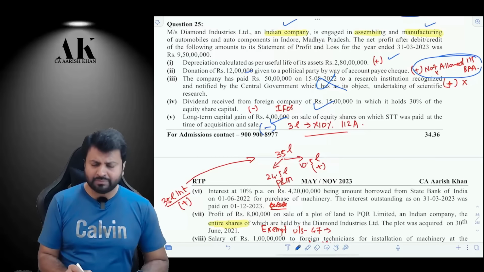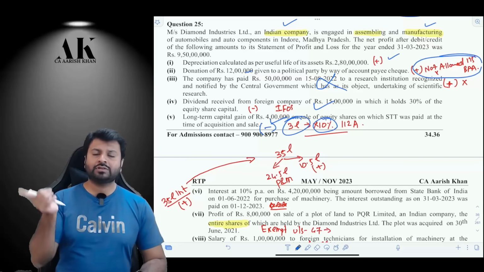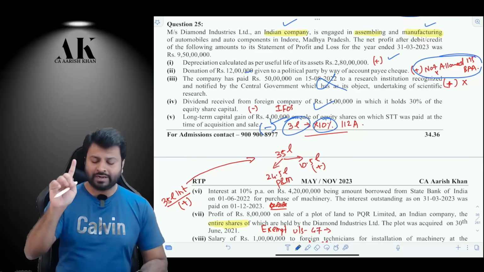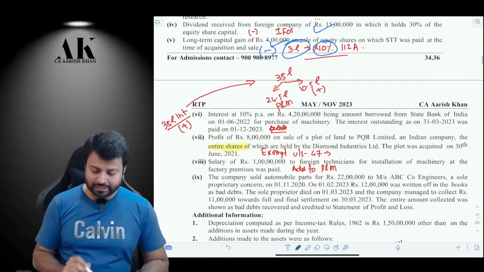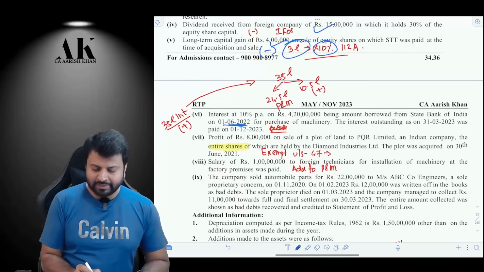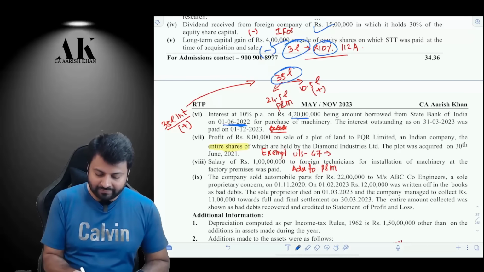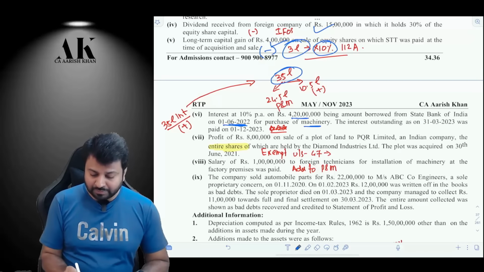So this will be reduced from PGBP and shown under capital gains, and it will be subject to 10% tax on 3 lakhs, because in 112A you get an exemption of 1 lakh rupees. Okay. Next one is a very important adjustment. You have taken some loan for purchase of machinery. The loan is taken on 1st of June. It means you have to pay interest for 10 months, from June to March. So interest for 10 months will come to how much? 35 lakhs.